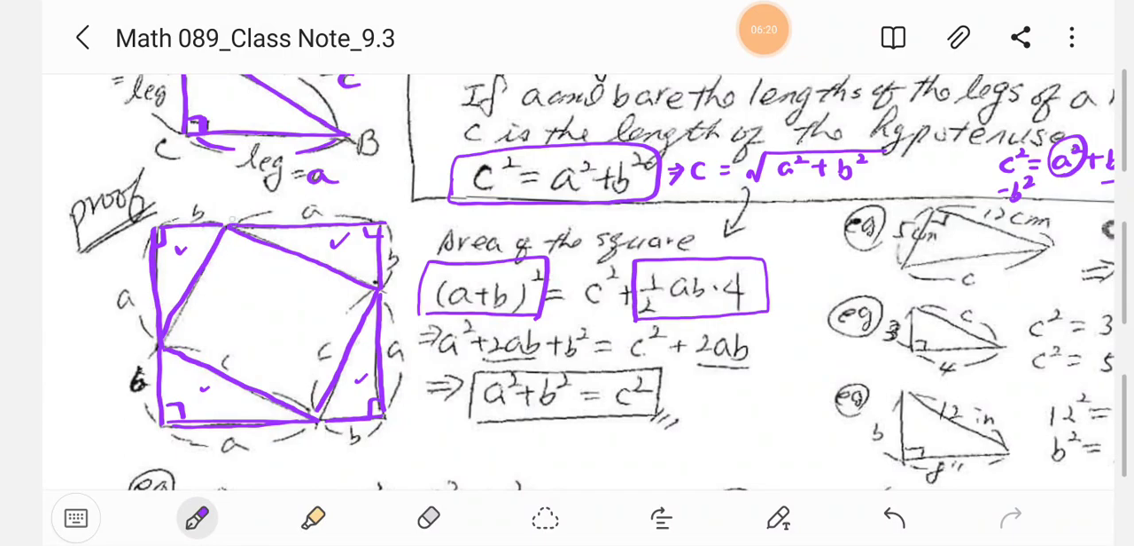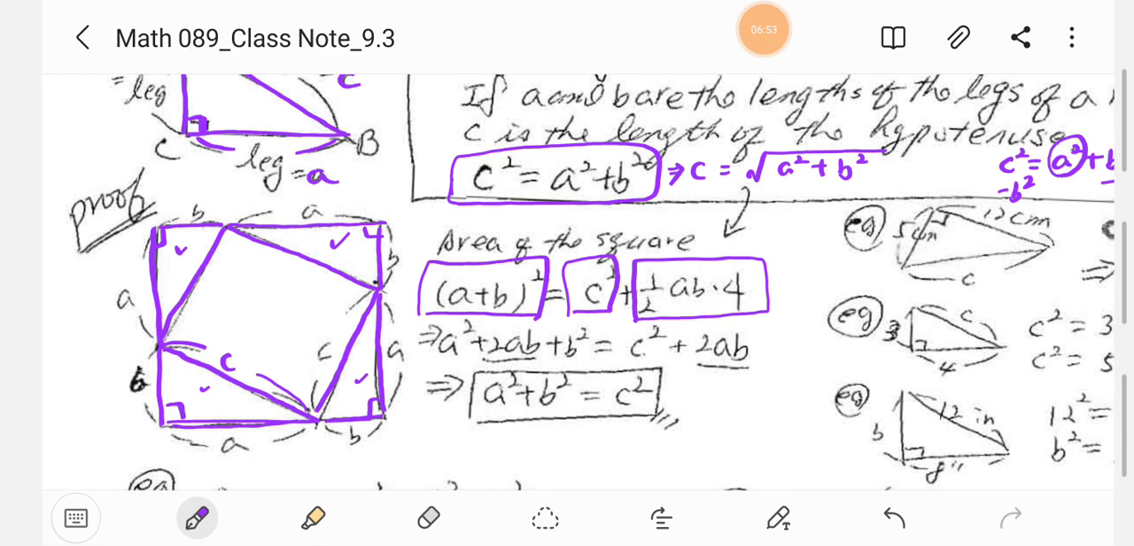And then inside there is a square. Each side is C. So the area of this little square inside is C squared. So we have an equation like this, and then we simplify the equation. Then you will get A squared plus B squared equals C squared.